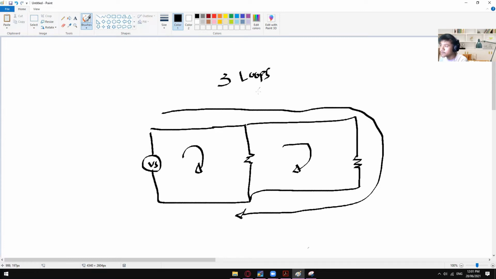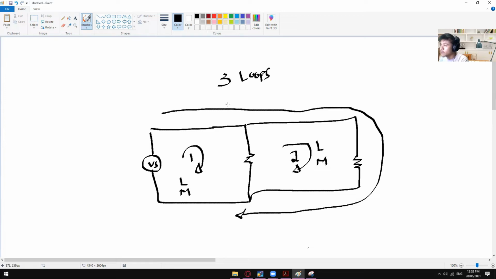For the mesh, we can also call this one a mesh. That is actually the correct definition if it doesn't have a loop inside. So this is your first loop and your first mesh also. I'll call this one L and then M, so a loop and a mesh at the same time. This is your second loop, and this is also your mesh at the same time.